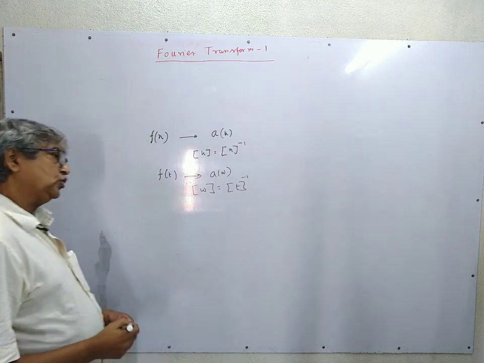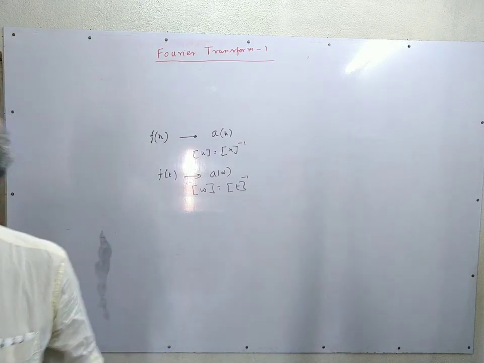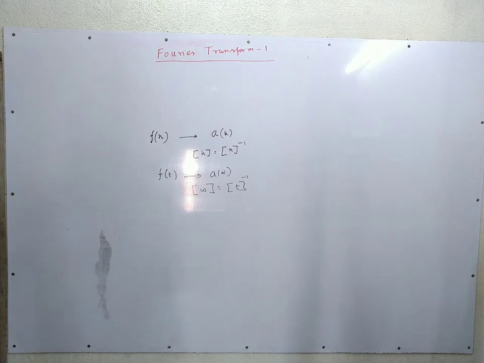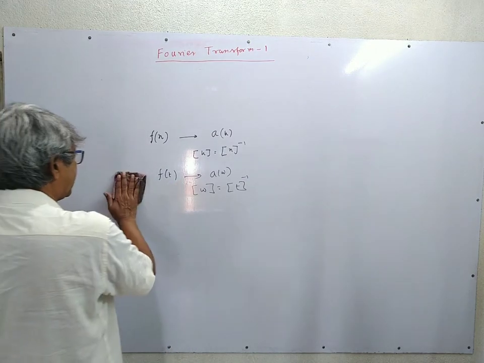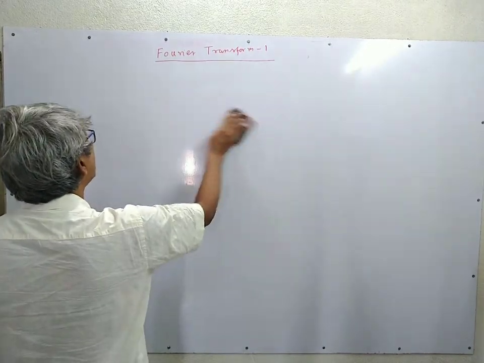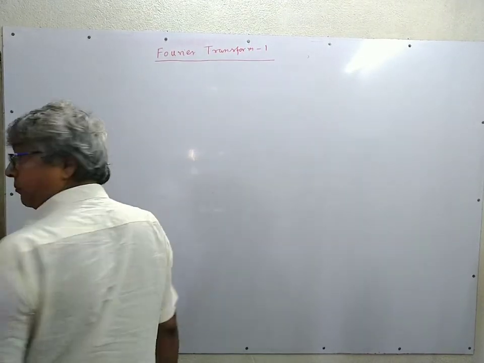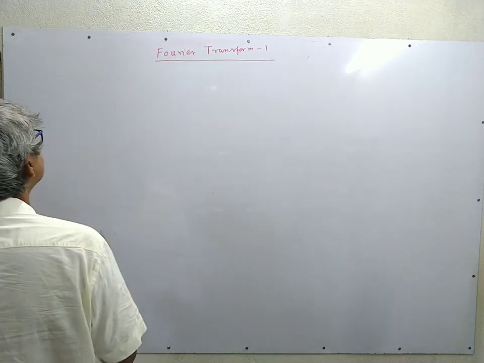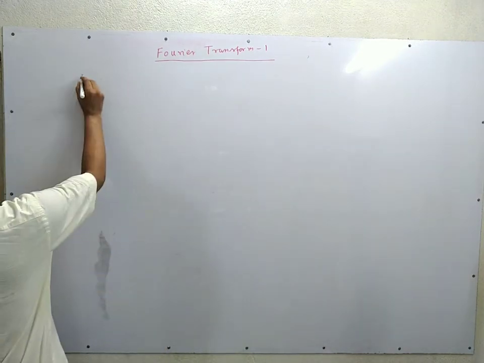So to say, the Fourier transform transforms a function from one space into its reciprocal space. The introduction of Fourier transform can be given in many ways, but we shall start from the Parseval theorem for complex Fourier series. So let me recall Parseval theorem.